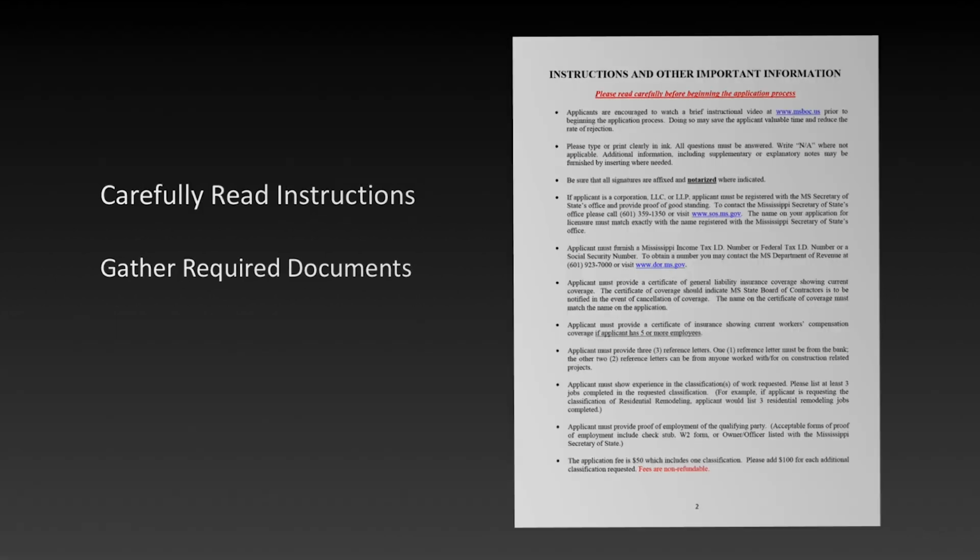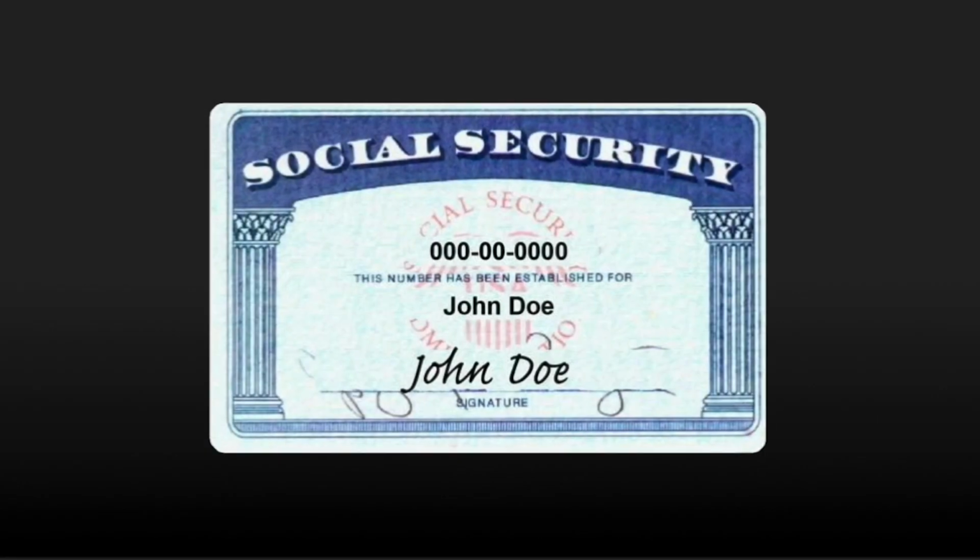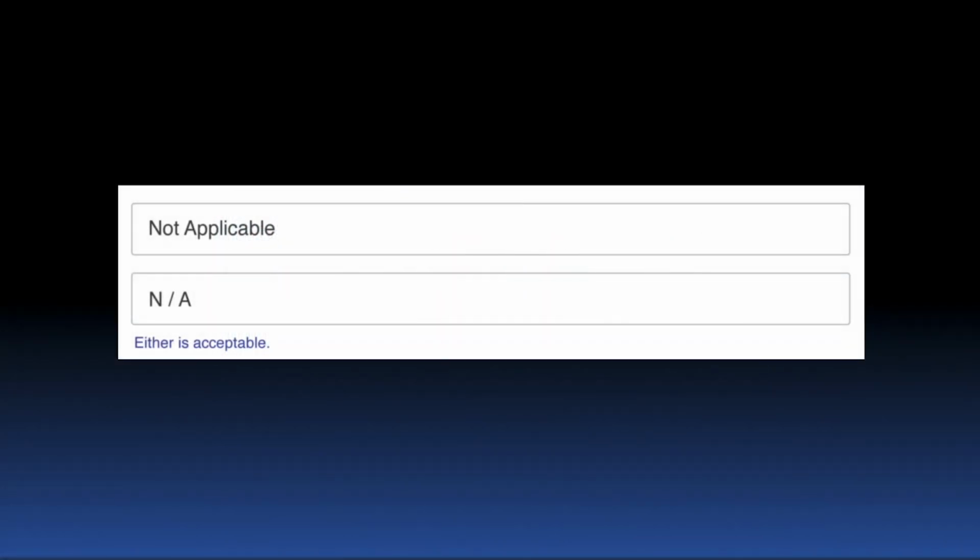The required documents must be included with the application before it is presented to the board for review and approval. A U.S. Social Security number is required for each qualifying party included on the license. Other forms of identification are not acceptable. If you get to a certain section of the application that doesn't apply to you, write the letters NA for not applicable. Don't leave any space blank or ignore any of the sections.